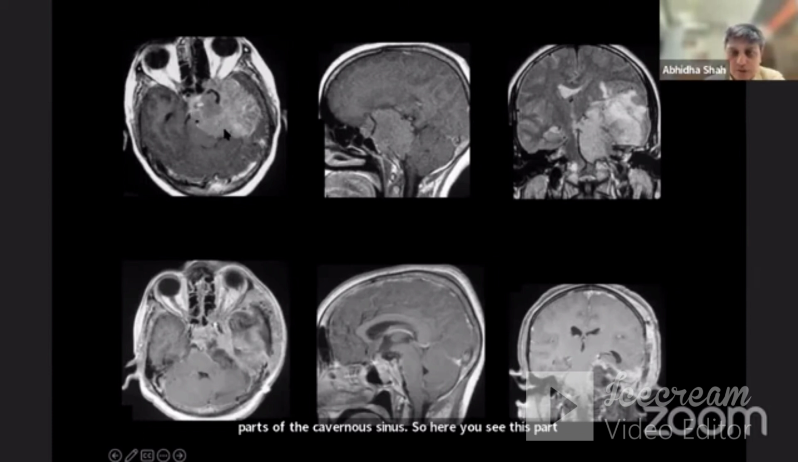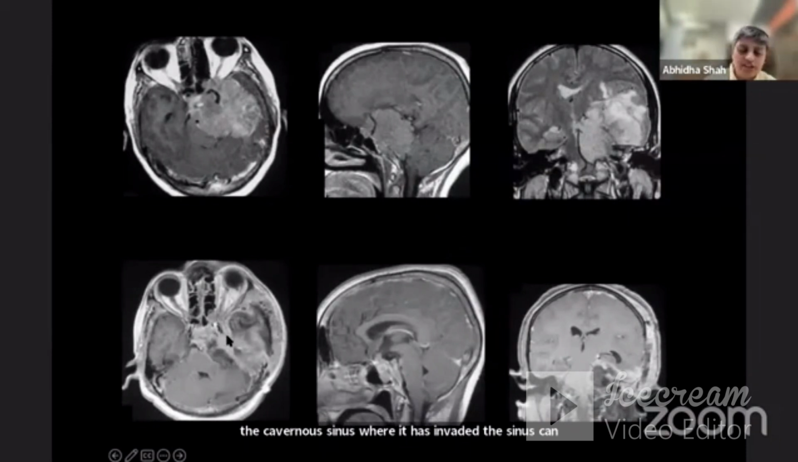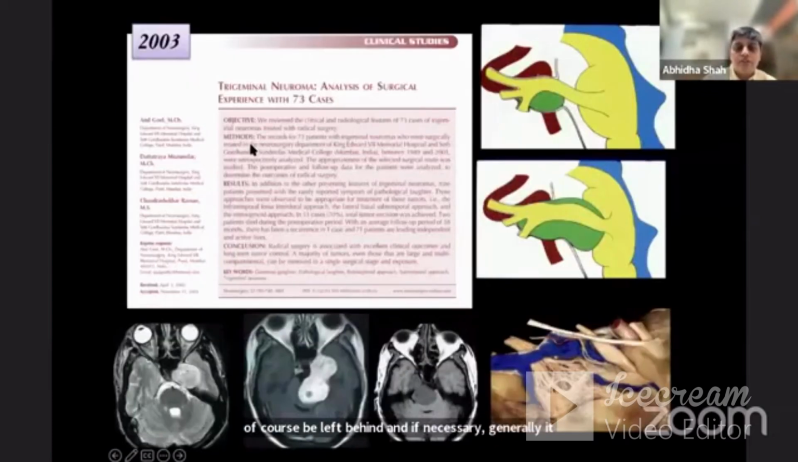This posterior fossa part of the tumor has been removed, but some tumor in the cavernous sinus where it has invaded the sinus can of course be left behind. Generally it remains stable, and if it grows, it can be given radiosurgery. So those are the meningiomas that arise from the dura of the cavernous sinus.